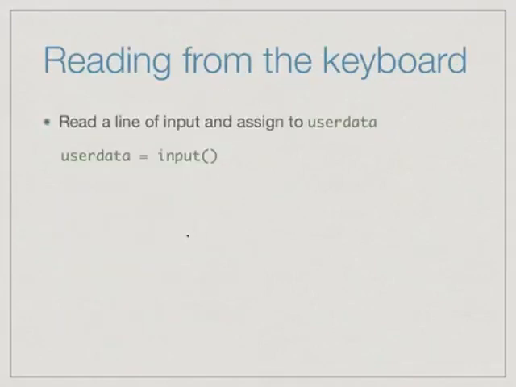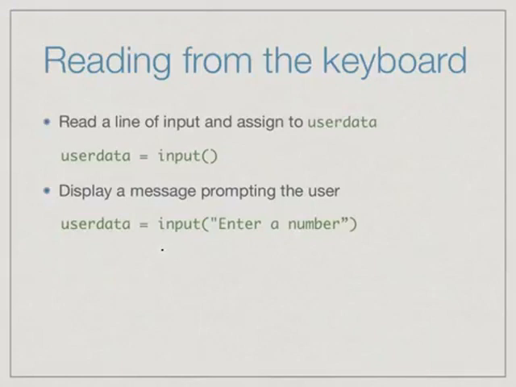So the basic command in Python to read from the keyboard is input. So if we invoke the function input with no arguments and assign it to a name, then the name user data will get the value that is typed in by the user at the input command. So remember that it reads a line of input. So the way that the user signals that the input is over is by hitting the return button on the keyboard. And the entire sequence of characters up to the return but not including the return is transmitted as a string to user data.